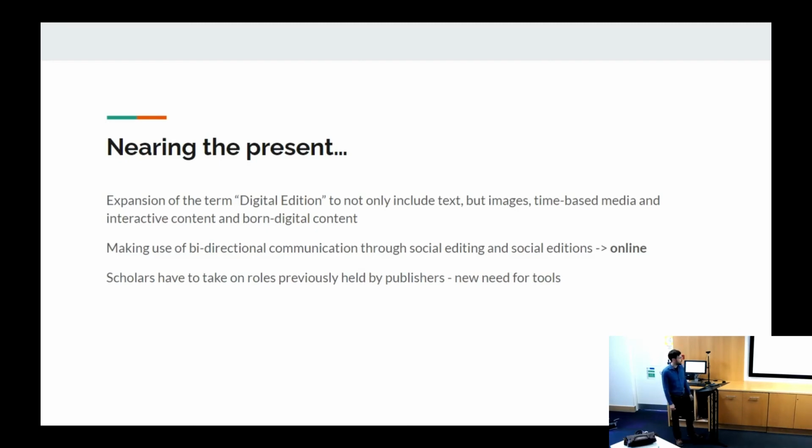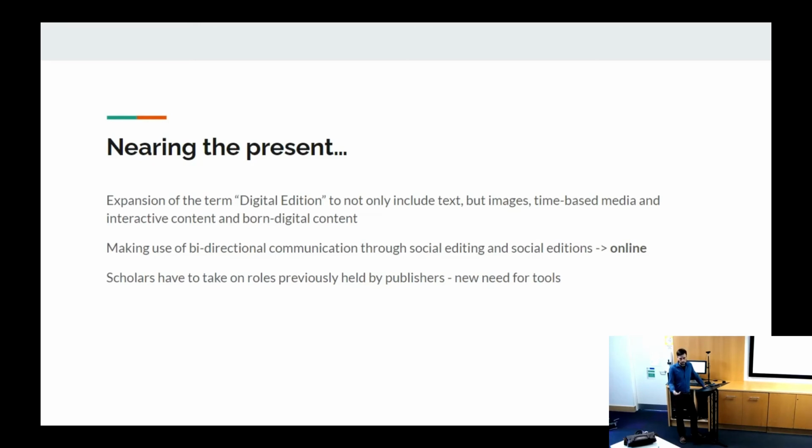So, we have that social editing, but it also leads to scholars now having to wear many more hats than they used to. Publishers slowly, it becomes clear that open access is going to be the way forward at some point, which means that usually the scholars themselves will be responsible for the entire edition. The publisher wouldn't be there as much as they used to be in the 90s, say. That also means a lot of jobs that the publisher would do previously, such as marketing, design, distribution, would now have to be done by the scholars themselves.